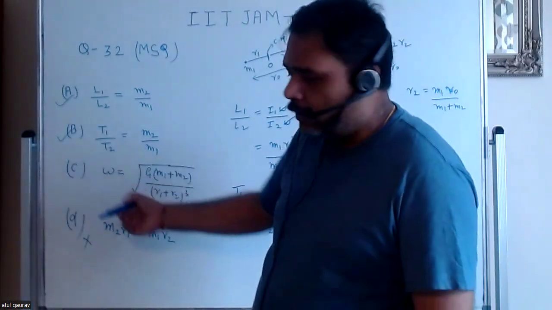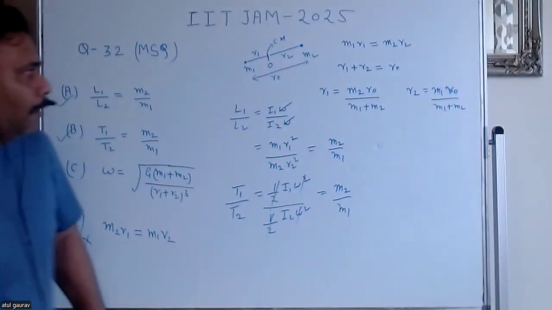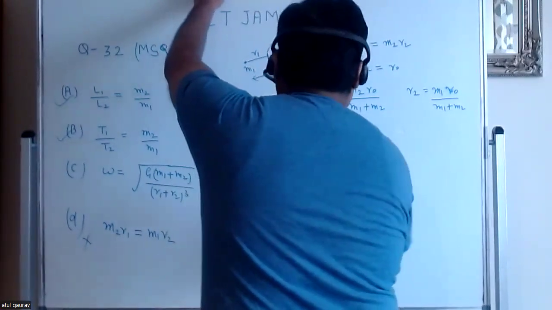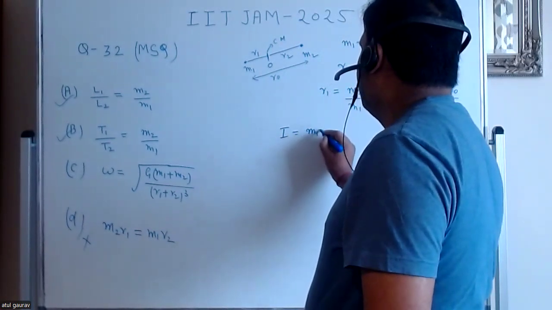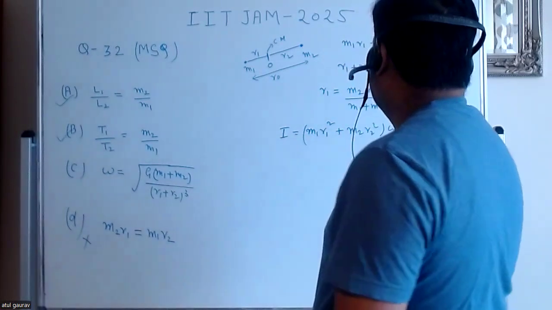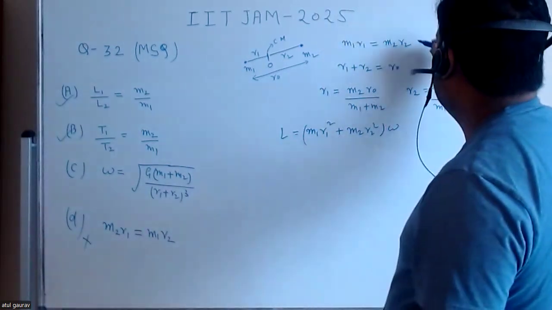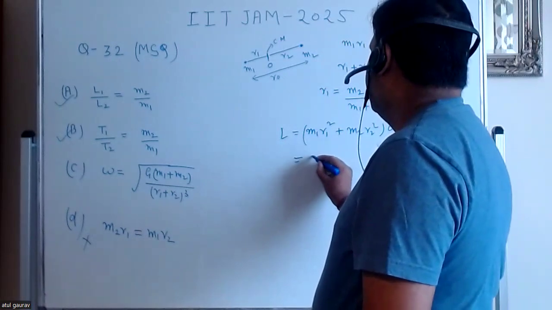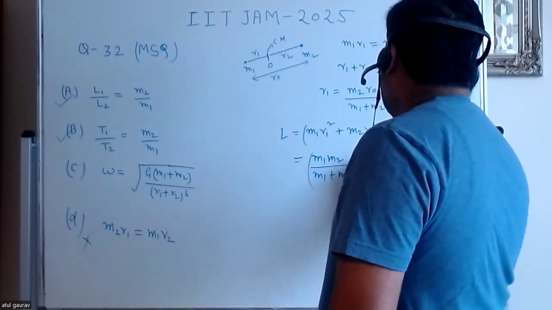Now the most important one, we have to check option C. So what will we see when we go with respect to the center of mass, and we talk about the angular momentum of the system about the center of mass? This I is equal to m1 r1 square plus m2 r2 square into omega. When we put these equations together and do a little manipulation, the whole thing will be m1 m2 upon m1 plus m2, R0 square into omega.